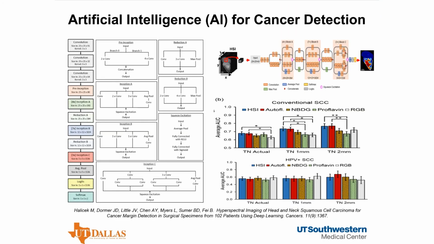So we developed artificial intelligence technology for cancer detection. In this study, we used the Inception-v4 convolutional neural network, as shown on the left side. The CNN architectures are customized for the hyperspectral imaging cube. We use TensorFlow, Python, and NVIDIA GPUs. The results show that the AI algorithms and hyperspectral imaging are able to detect the tumor margin with accuracies of 90% for conventional squamous cell carcinoma, and 97% for HPV positive squamous cell carcinoma. That's a very exciting result.